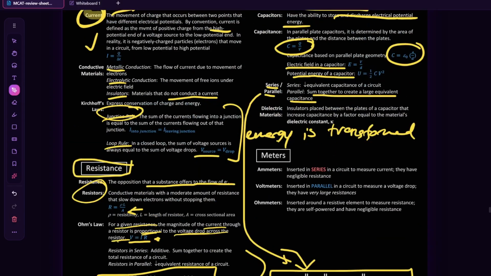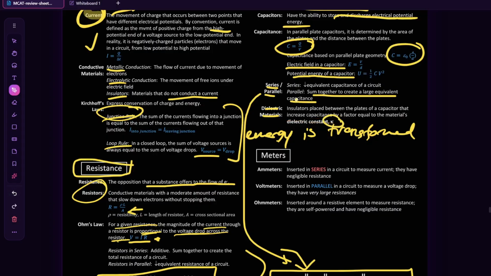And then what else do we need to go through? Dielectric materials. One important concept is dielectric materials. These are simply insulators that have been designed to be placed in the gap between a capacitor's two plates. Because the material is an insulator, it doesn't let charge leak across the gap, and so it increases the capacitor's overall capacitance by a factor equal to the material's dielectric constant.